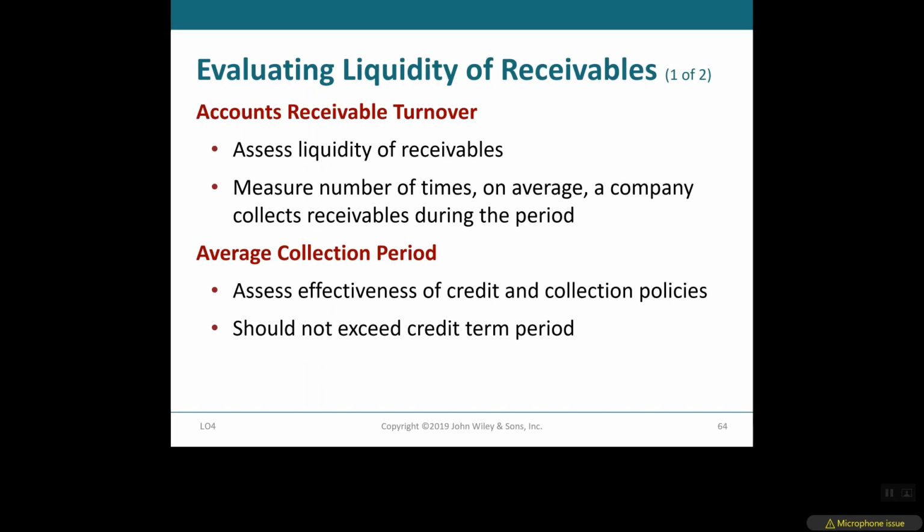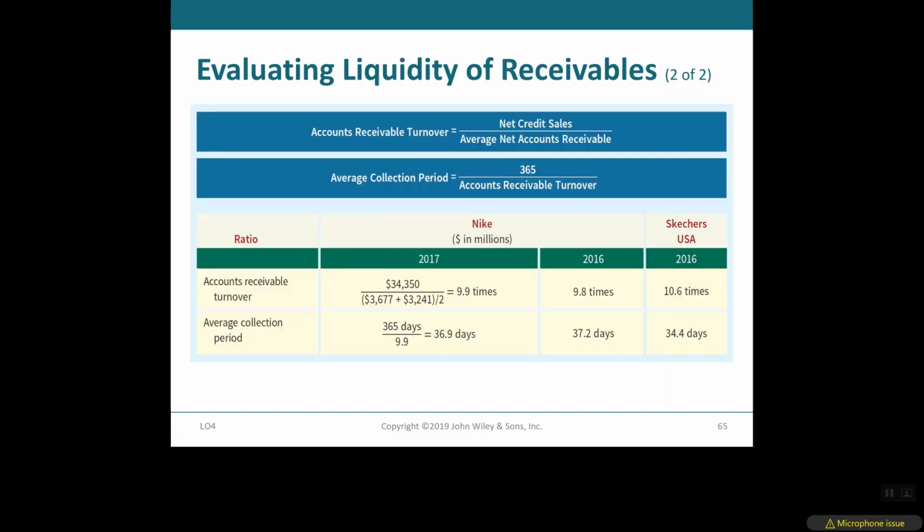Accounts receivable turnover assesses the liquidity of receivables. It measures the number of times on average a company collects receivables during a period. So how often do you collect it? The more you're able to collect during a period, the better it is. Average collection period assesses the effectiveness of the credit and collection process, and should not exceed the credit time period. So the lower it is, the better, for the number of days.